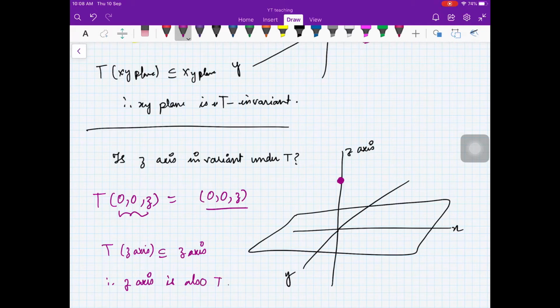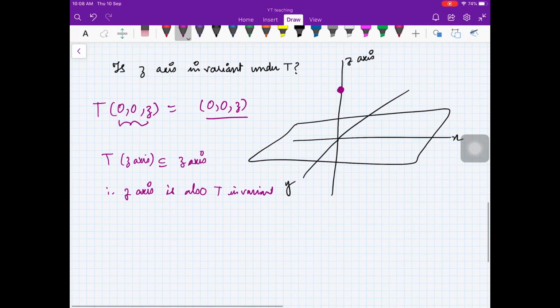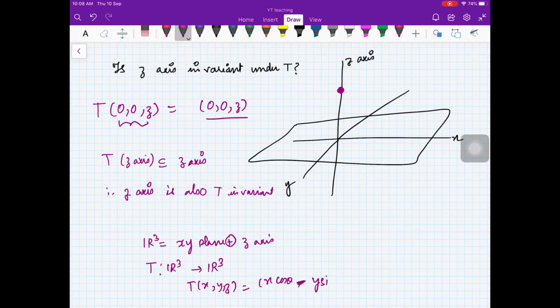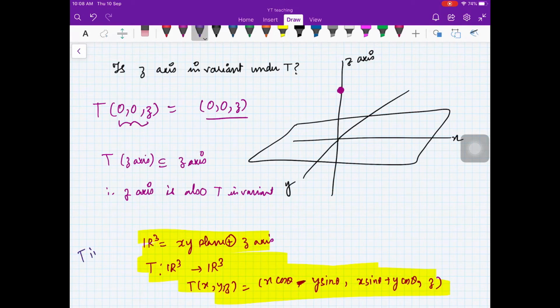So this decomposition, R cube is equal to the xy plane plus the z-axis, we know this is direct, and T, which is defined from R cube to R cube, T of x, y, z is x cos theta minus y sin theta, x sin theta plus y cos theta, z. Together, we can say that this is a T invariant direct sum decomposition of R cube.